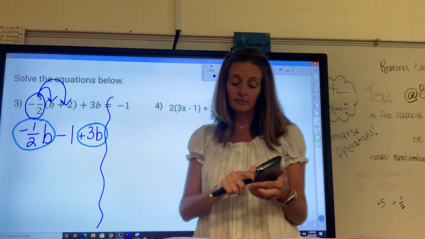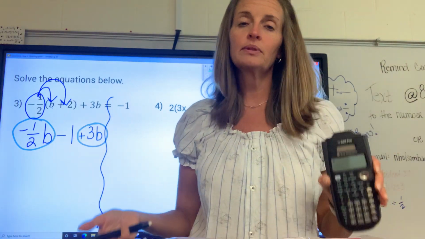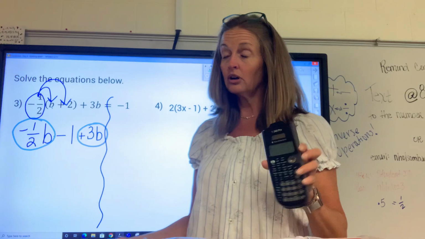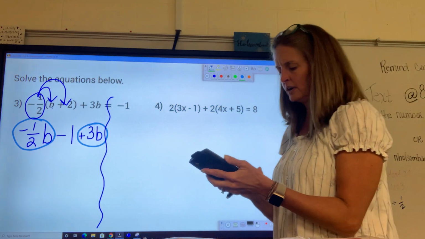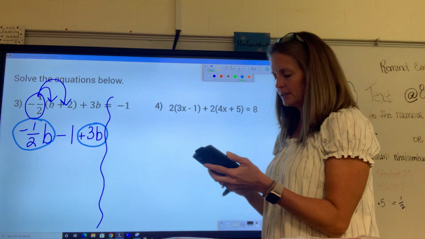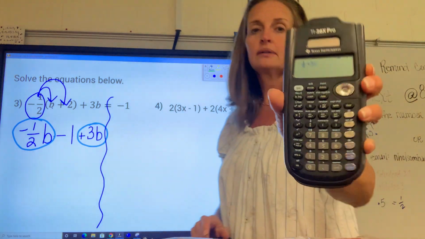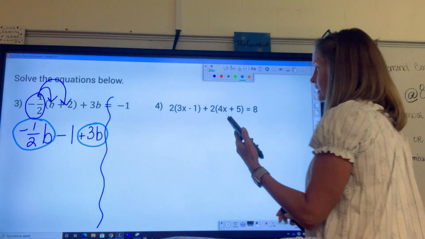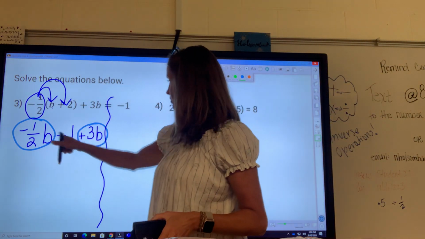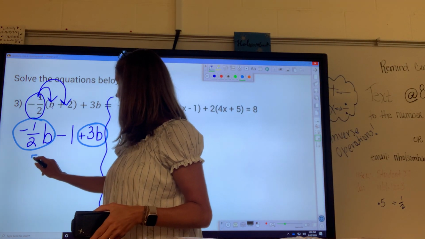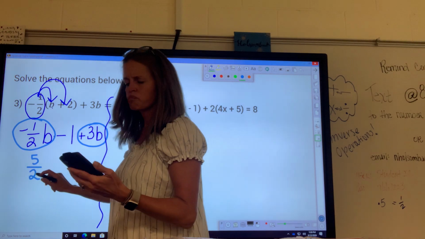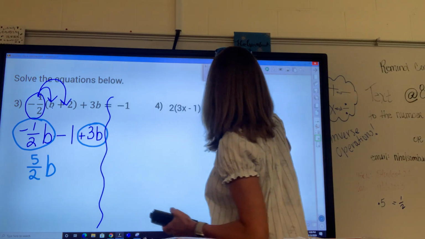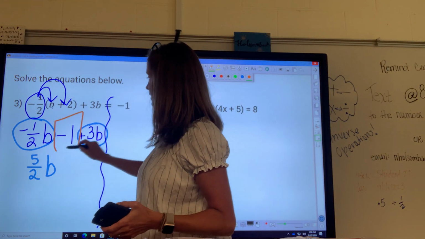If you don't know what that is, can I say that enough? If you don't know what that is, use your calculator or your Desmos scientific calculator on your phone. So negative 1 over 2 plus 3, that's what it would look like, equals. And, oh, I knew that already. So you would get 5 halves b. Now, did we touch the minus 1? Minus 1 is your naked number.